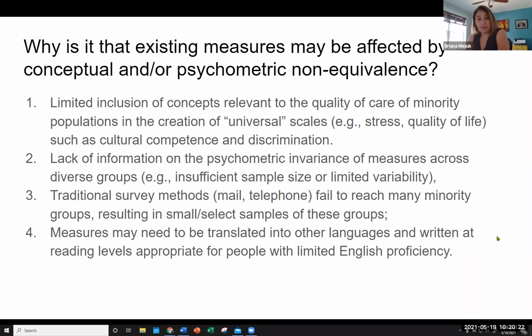There may be a lack of information, so there are inadequate sample sizes or inadequate due diligence in terms of looking at the psychometric invariance of measures across groups. It may be that the traditional ways that we survey people may fail to reach certain groups, so there may actually be selection bias in the samples that we're trying to apply these concepts to, okay? And that selection bias is differential as a function of whatever variable I'm trying to compare on. And then of course, the more expected issue: the translation was inadequate, or it's not written at reading levels appropriate for all populations, okay?